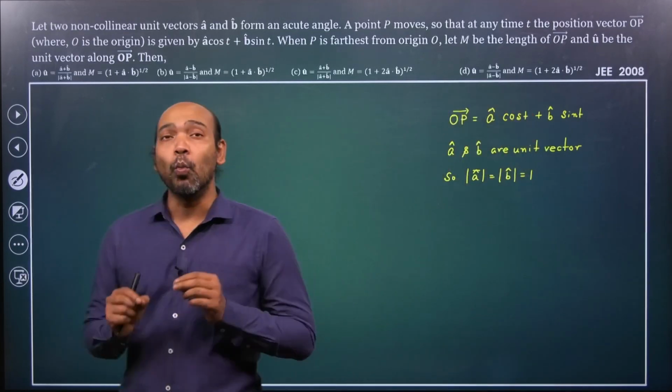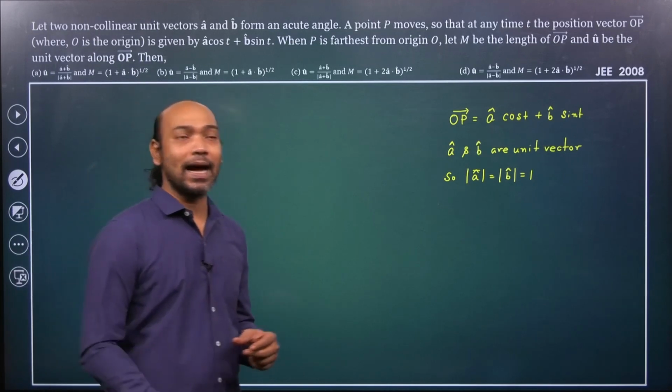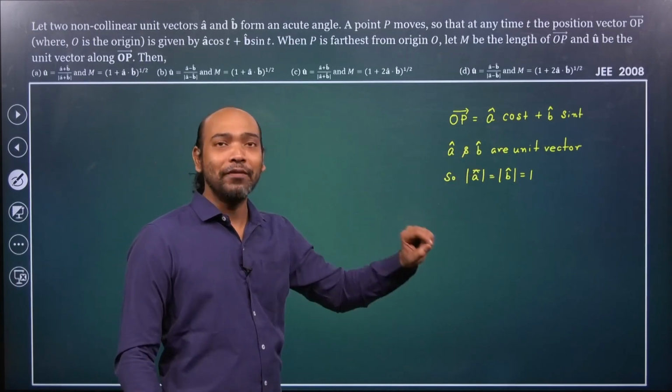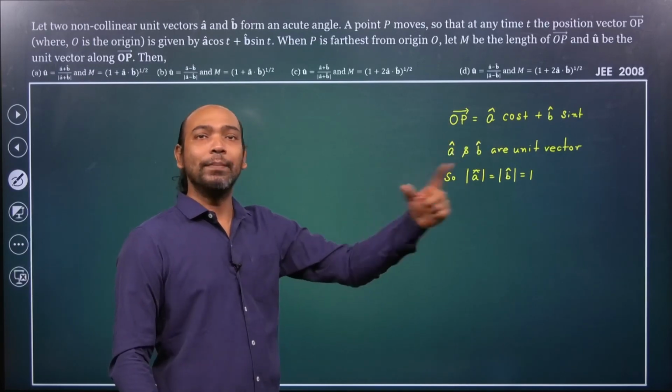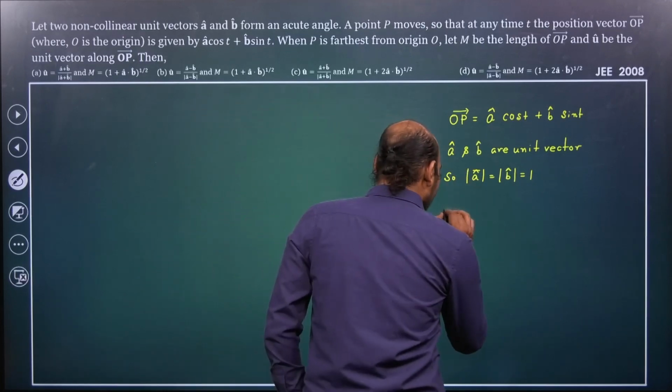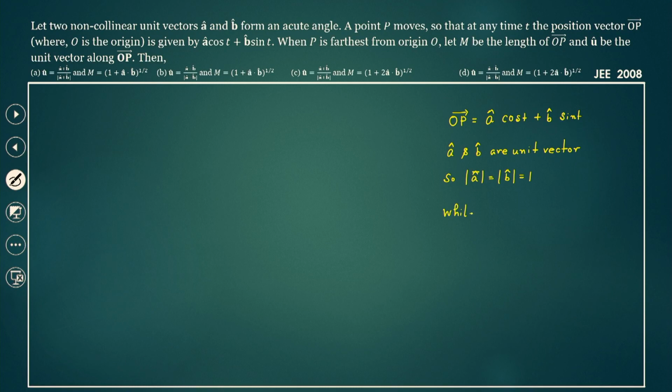Now it says when OP will be maximum, that means P is the furthest point. P furthest means the distance from O to the point P, that is the mod of OP, will be maximum. So we'll say that while the point P is the furthermost point, mod of OP will be maximum.